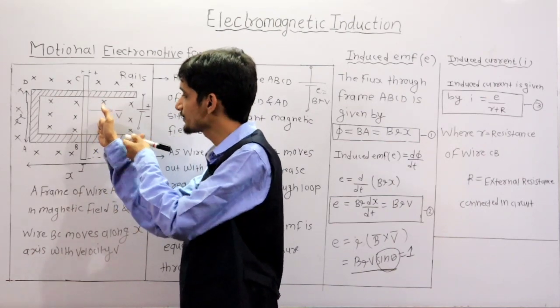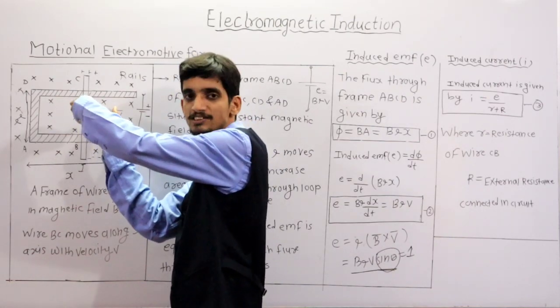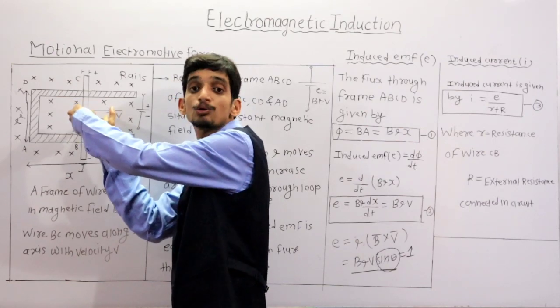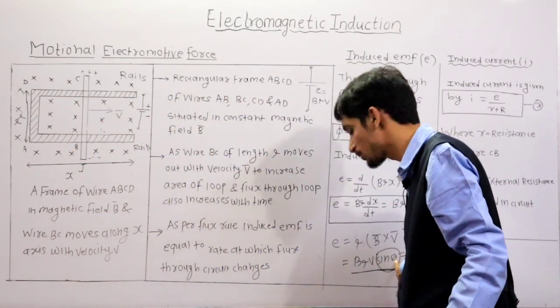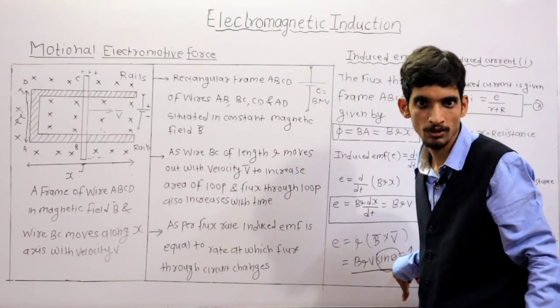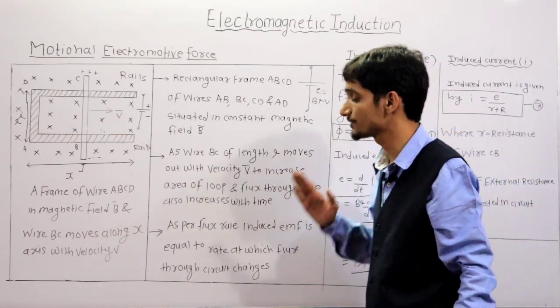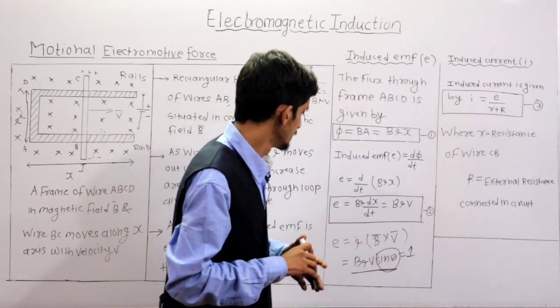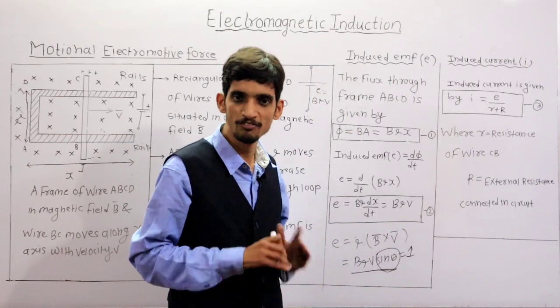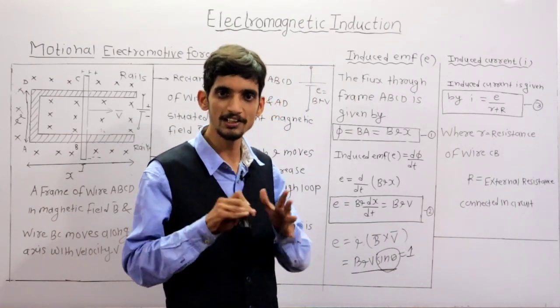If the field is like this and your rod is kept like this, then the EMF induced in the rod is 0. Why? Because in that case theta is equal to 0 degrees. Clear? So this is an important point. Now this induced EMF E is equal to BLV as theta is 90.